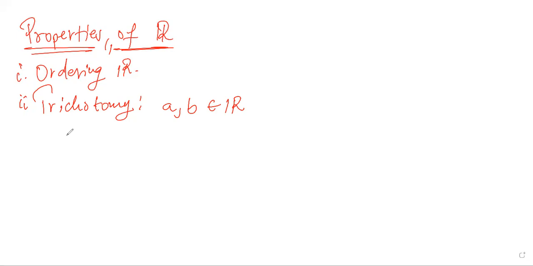One possibility is that A is smaller than B. The second one is A is greater than B. And of course, the third one is A is equal to B. These are the possibilities. So if we have two real numbers, either they are equal, or one of them is greater than the other.